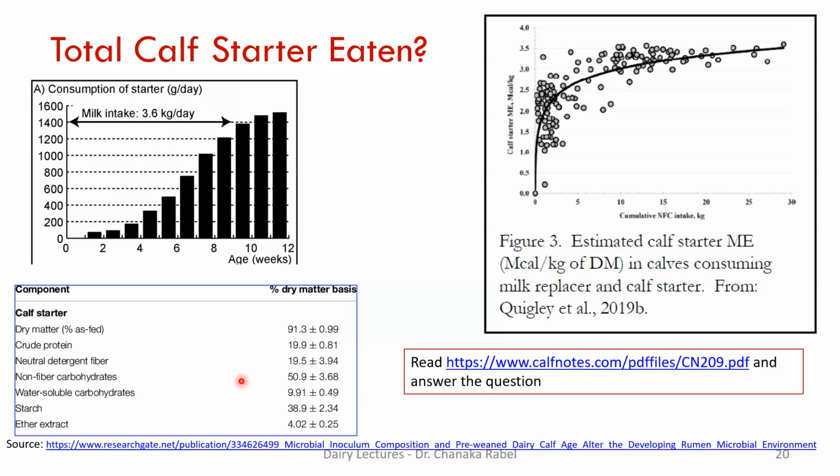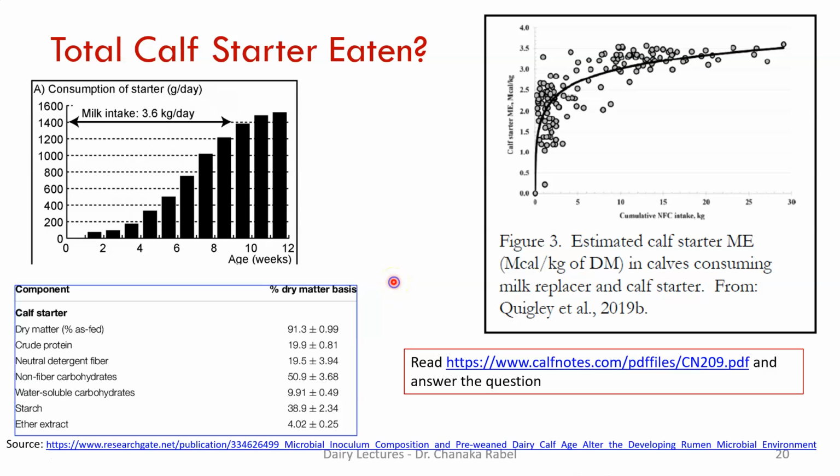So n kilos of NFC would be 2n kilos of raw calf starter, because NFC is 50% of the dry matter basis of calf starter. So read this and give me the answer to this. Have the answer ready by the lecture discussion next week.